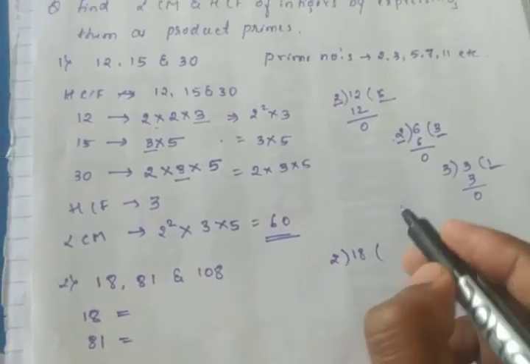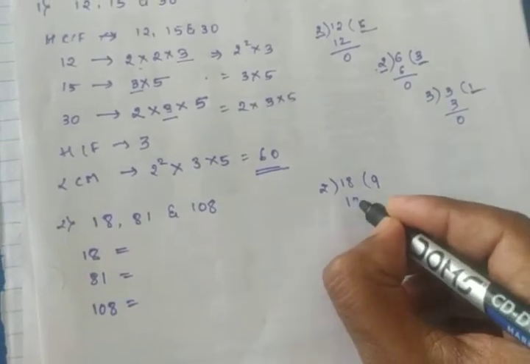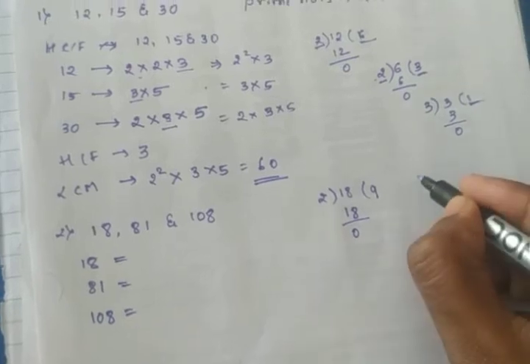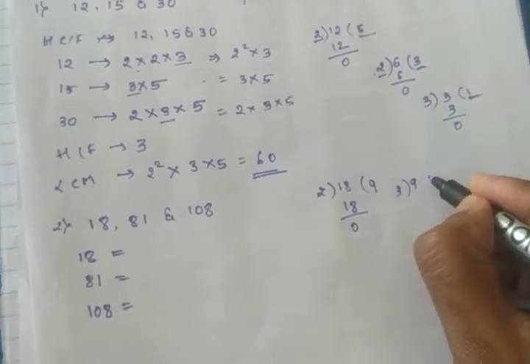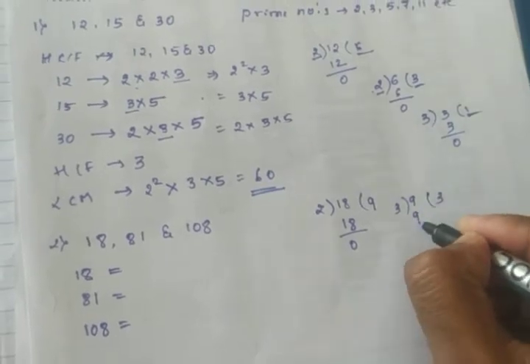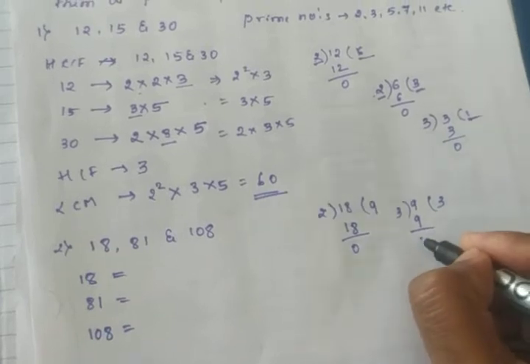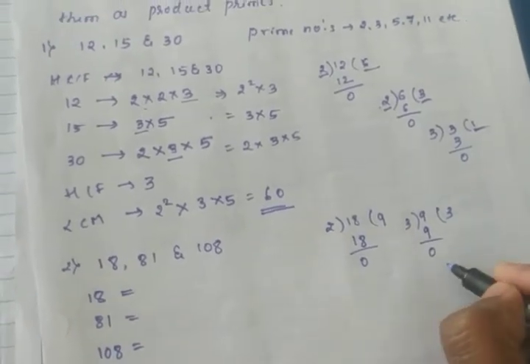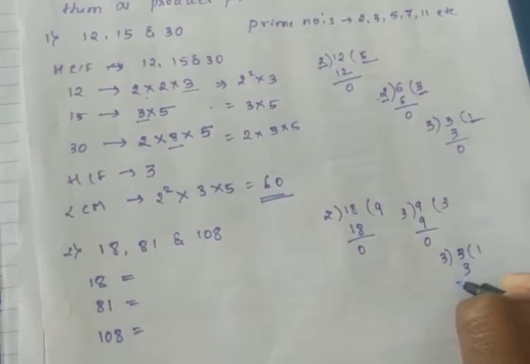Again, we have to take only the prime numbers here. 2 nines are 18, again 0, and 9 remains in the quotient. Then 9 is divisible by 3. 3 threes are 9. We have to do up to here. The quotient will be 1, that is again 0. Again 3 is divisible by 3. 3 ones are 3, that is again 0.